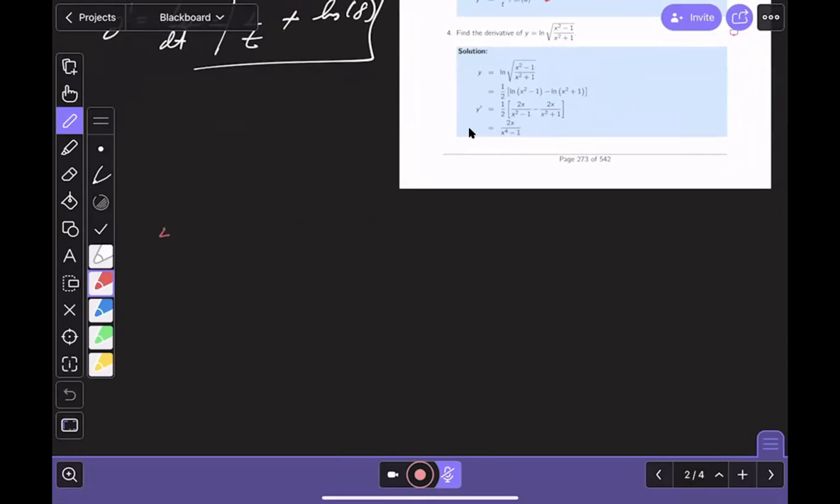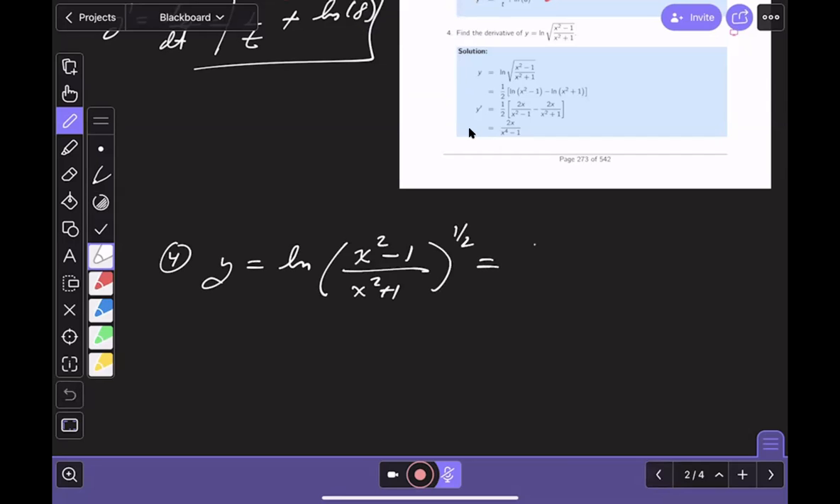So number 4, whoops, get back to white ink, is, I'll go through this. It's y equals the natural log. I'm going to write this as a power. Well, first thing I'm going to do is bring the power down. You're kind of using the rules I learned about in Math 119.